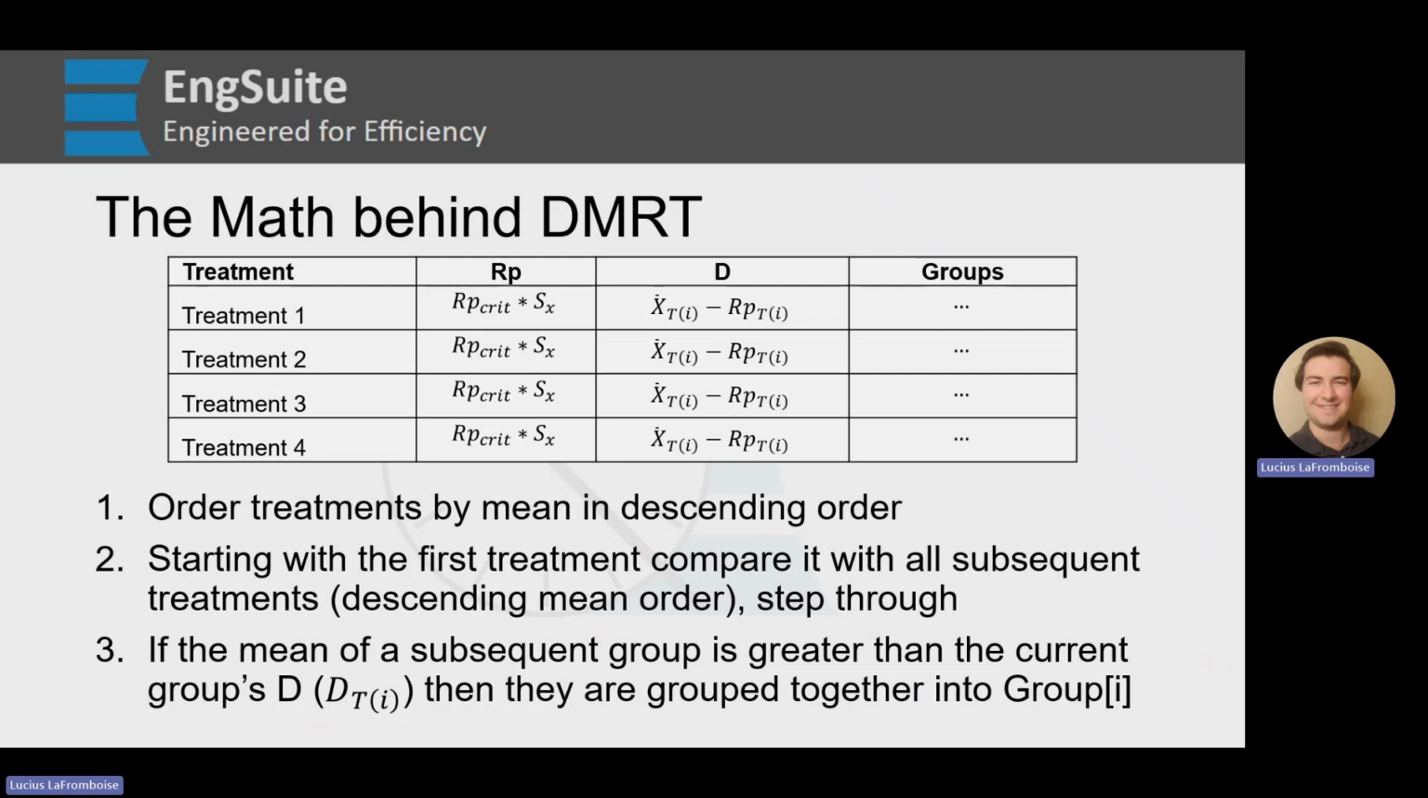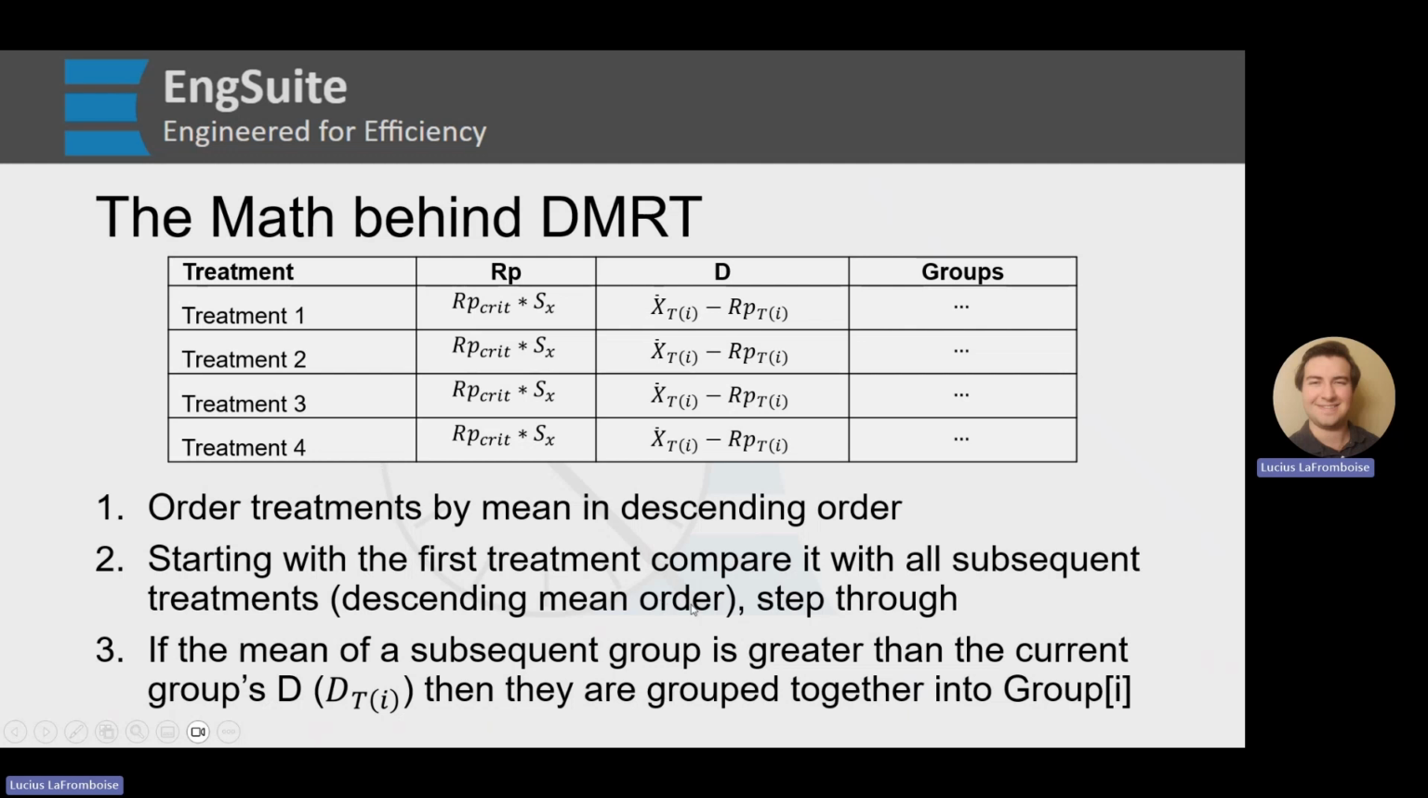First, we'll order treatments by mean in descending order. So this is new data we're pretending to use here, where these are in descending order, 1, 2, 3, 4. Starting with the first treatment, we compare it with all subsequent treatments in descending mean order, and we step through. So first, we go 1 to 2, 1 to 3, 1 to 4. Then we step to the next, 2 to 3, 2 to 4. Step to the next, 3 to 4.